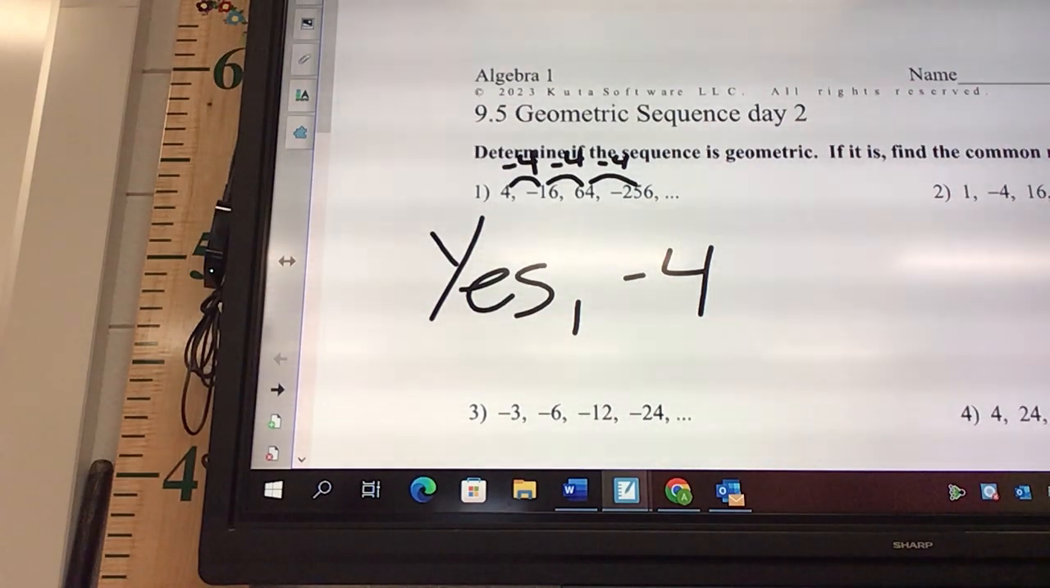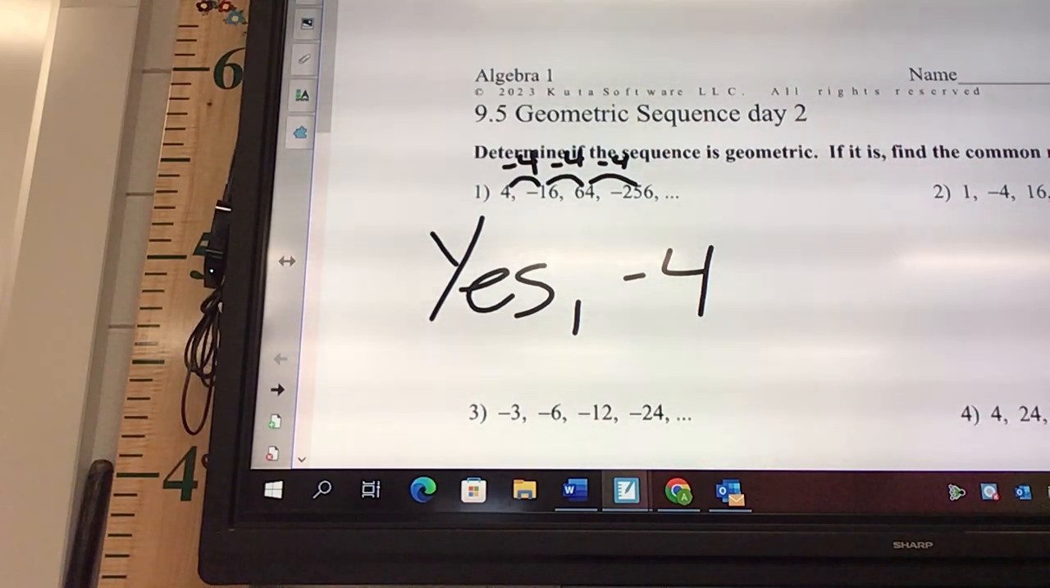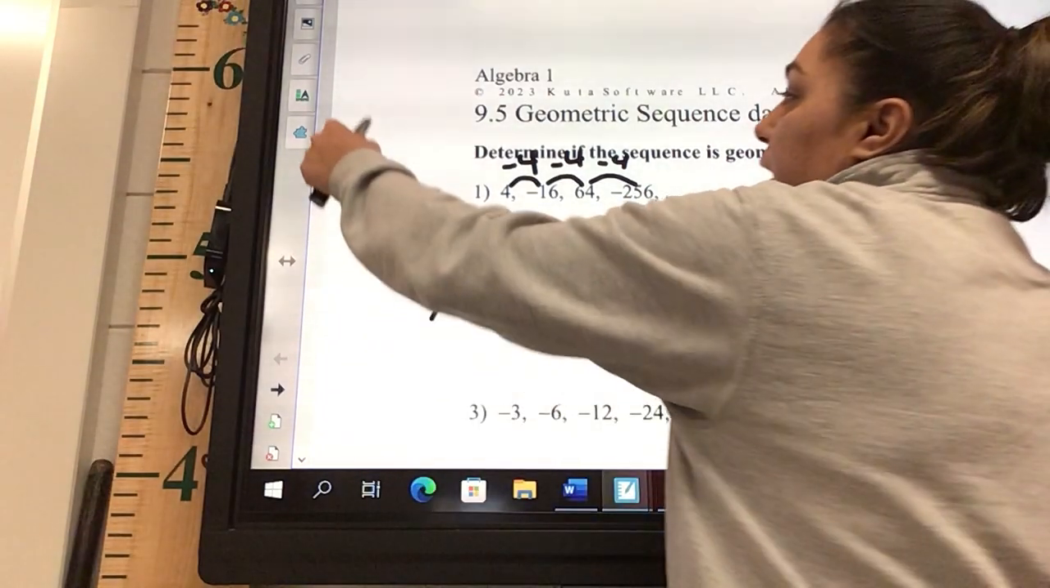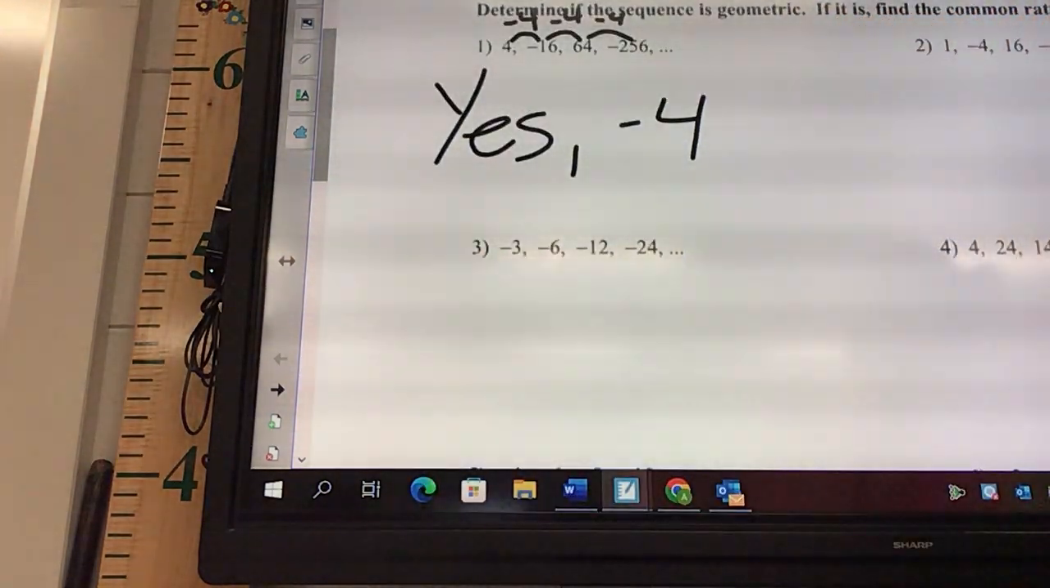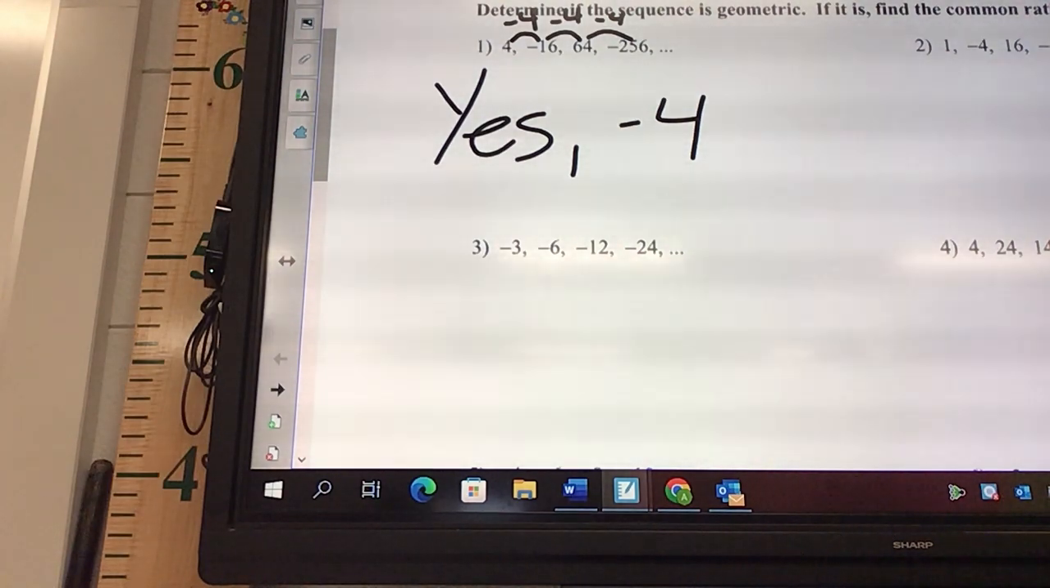Okay. How do we know if it's geometric? It has the same number. Every single one has the same number. That's why you got to check them all. Don't just assume because the first two are 4 that the last one is. So make sure that you're checking them. However, if you get 4 for the first one and 2 for the second one, then just stop. The answer is no.